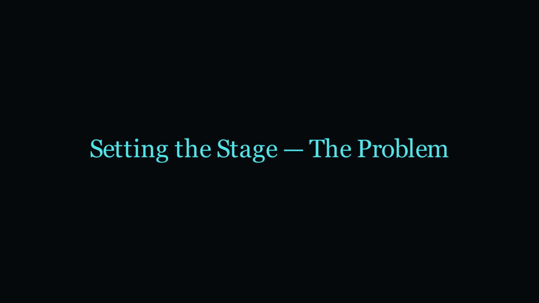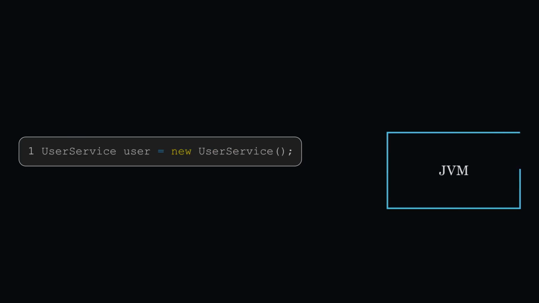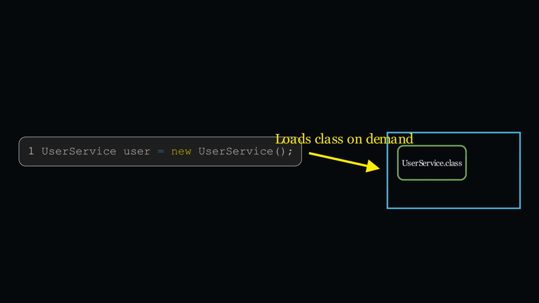See, when your Spring Boot app starts, the JVM doesn't load all classes immediately. It loads them on demand. When you first use a class, say UserService, the JVM goes, "Oh, you need this class? Let me load it into memory." And it does that using something called a ClassLoader.